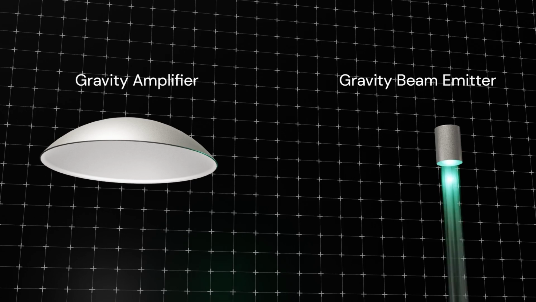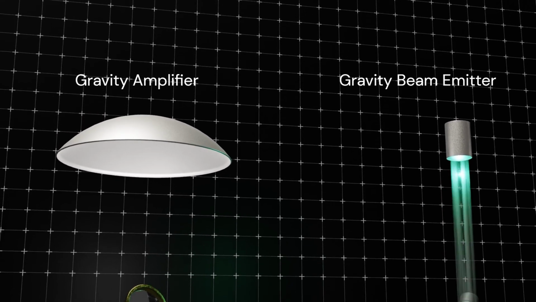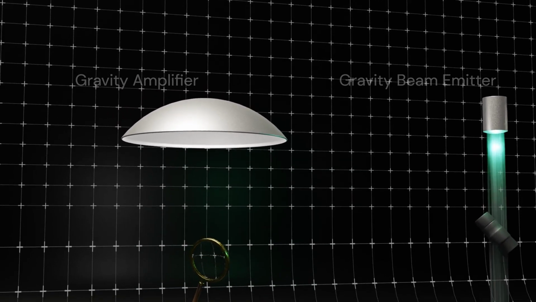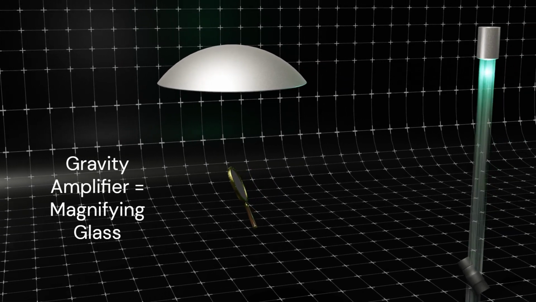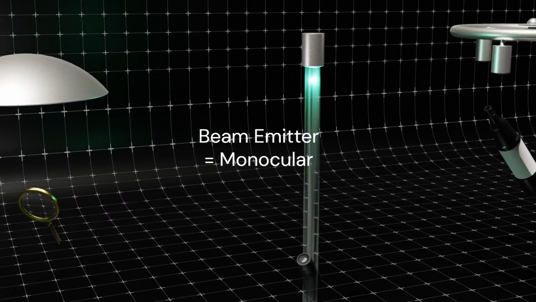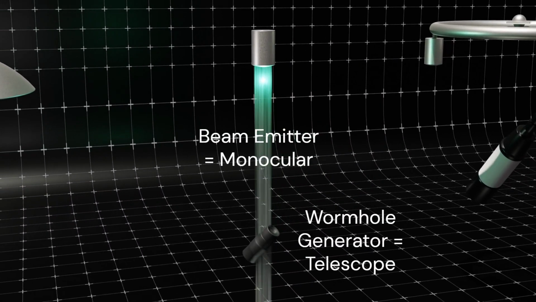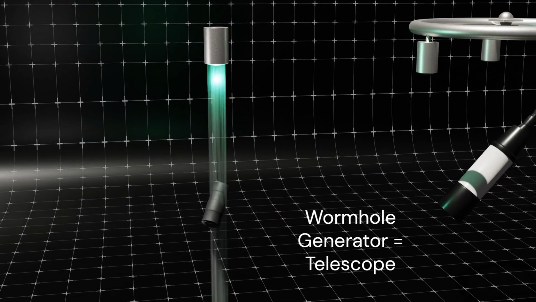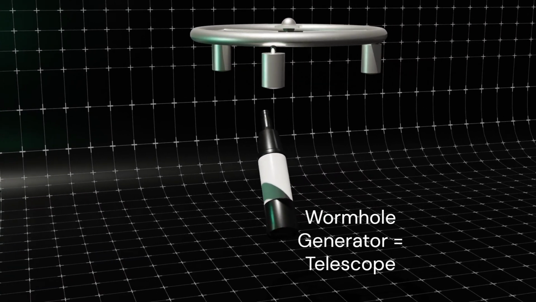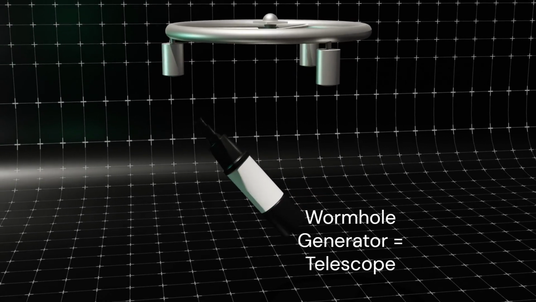Gravity beam emitters use the same basic principles as gravity amplifiers. A useful metaphor is that a gravity beam lifter is to a gravity amplifier what a monocular is to a magnifying glass, and a gravity beam wormhole generator would be a telescope in this metaphor. All of these devices focus light or gravity, but beam emitters add extra steps to reshape space into desired topographies.